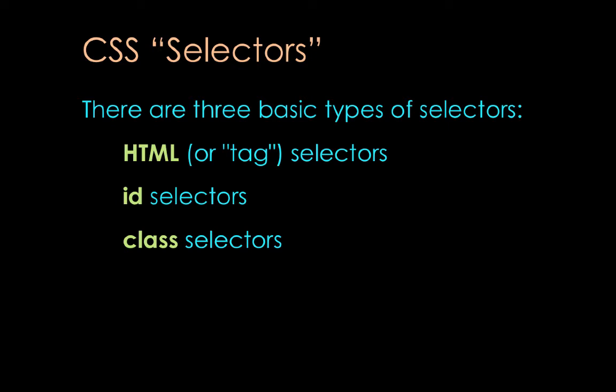Okay, so I mentioned that paragraph tag was an HTML selector. Well, there are three different types of selectors that you can have. You can have an HTML selector, you can have an ID selector, and you can have a class selector. All right, and let's talk a little bit more specifically about what each of those things does.